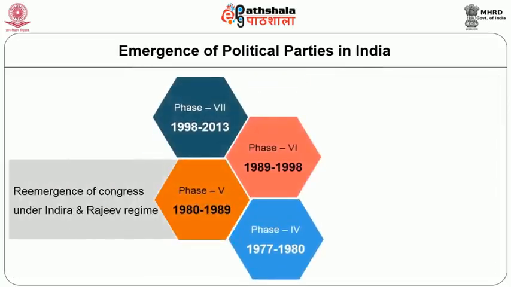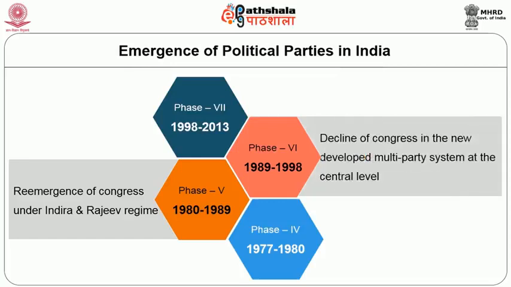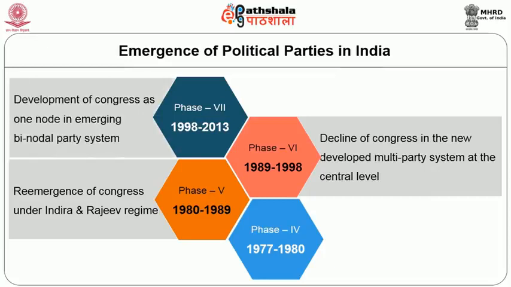And fifth is the re-emergence of Congress under the Indira and Rajiv regime from 1980 to 1989. And sixth is the decline of Congress in the newly developed multi-party system at the central level from 1989 to 1998. The seventh is the development of the Congress as one node in an emerging bi-nodal party system, that is the Congress-led UPA regime, United Progressive Alliance, and the BJP-led NDA, National Democratic Alliance, from 1998 to the present.